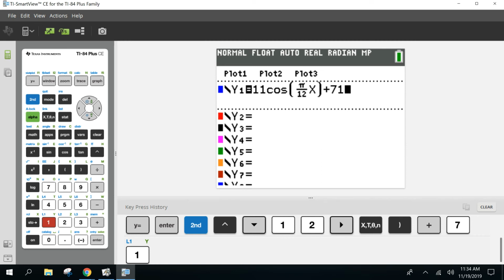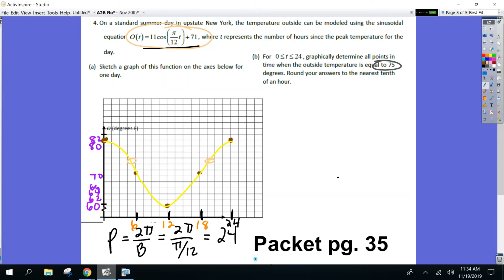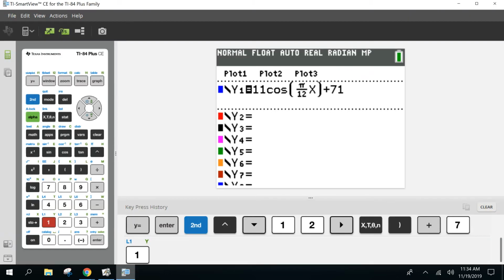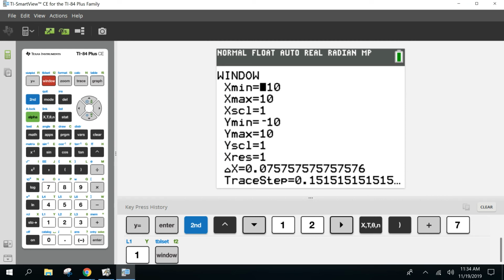All right, your calculator is designed to go by a 10 by 10 grid. Did we go 10 by 10 here? Absolutely not, so we're not going to see hardly any of it. So what we need to do is change our window so it looks like our graph right now. So everyone go to window, and we can't go 10 by 10 anymore.